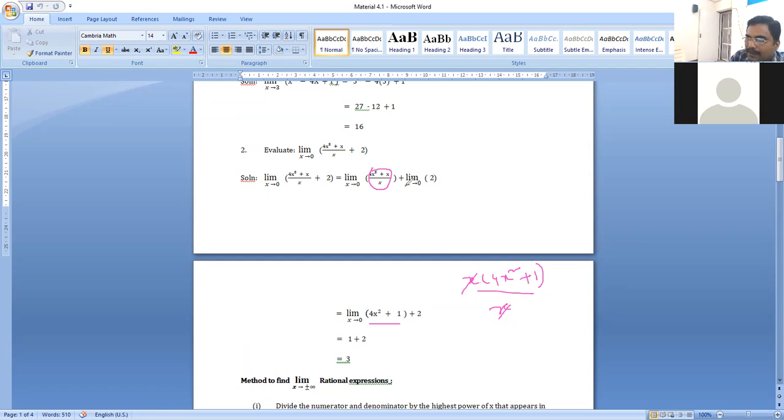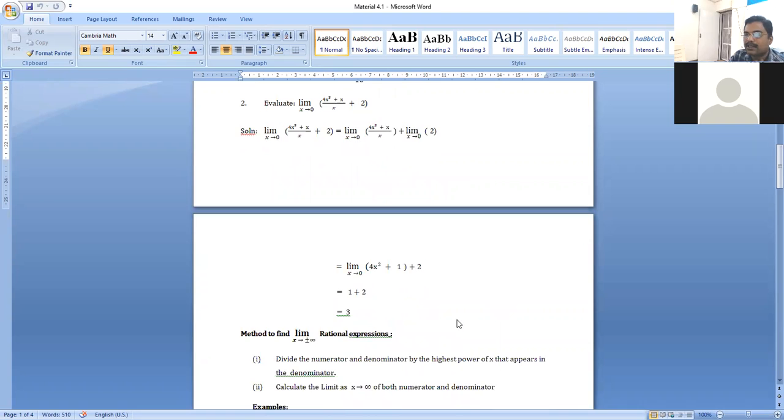Now the second is as it is, limit x tends to 0, because there is no x here, so no need to apply. If you have only x, you can substitute x equal to 0. Since there is no x in the second term, there's only 2, just write it as it is, 2. Where x is there, you apply limit x tends to 0. When x is 0, that is 4 into 0 square plus 1, so this will become 0 plus 1, which is 1. Here it is 2. So 1 plus 2, that is 3.